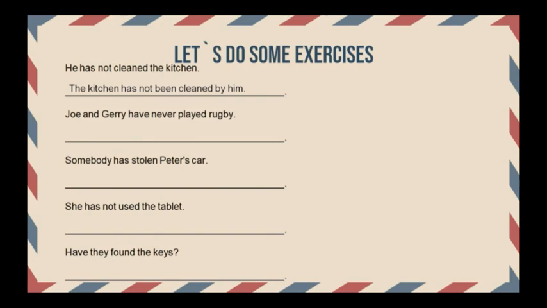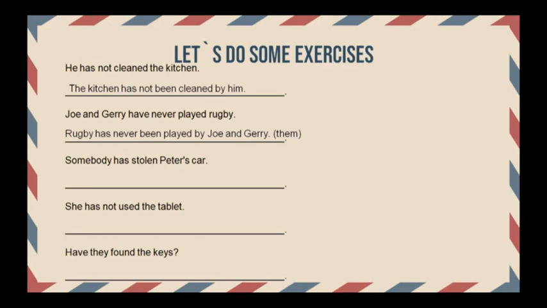Next one, Joe and Gary have never played rugby. Joe and Gary, that is the subject, have never played is present perfect simple, and rugby is an object. So, rugby has never been played by Joe and Gary, or them. If we want to put Joe and Gary as an object pronoun in a passive sentence, we will write them. Okay?